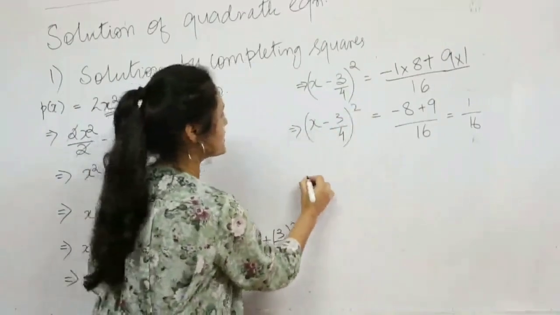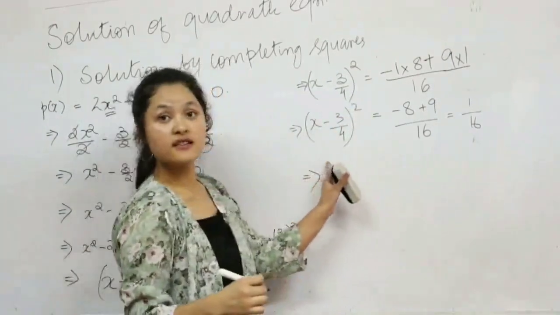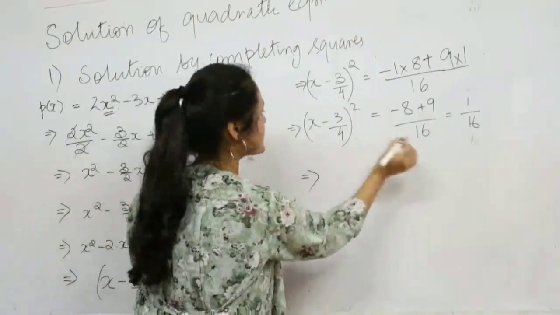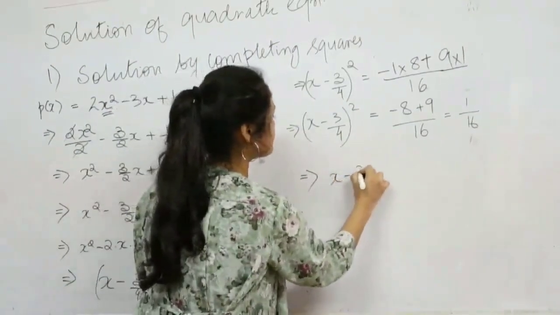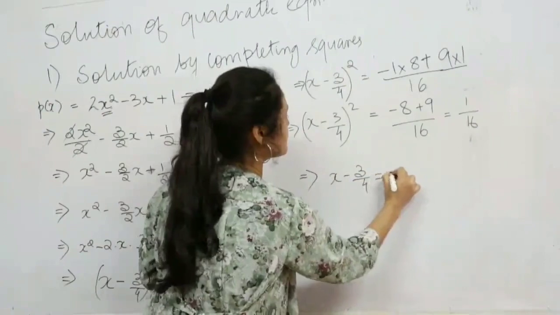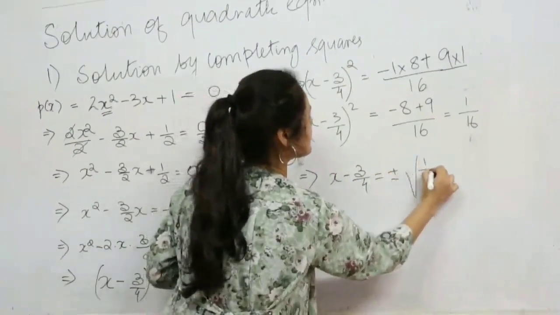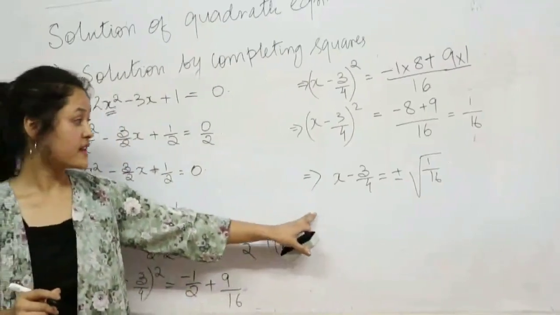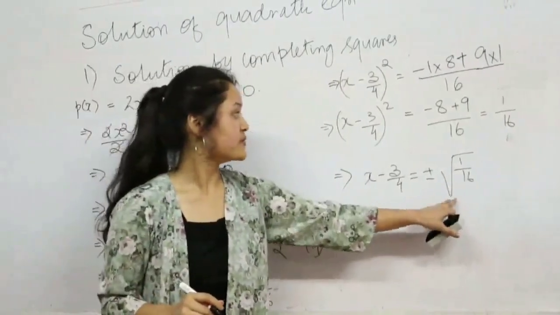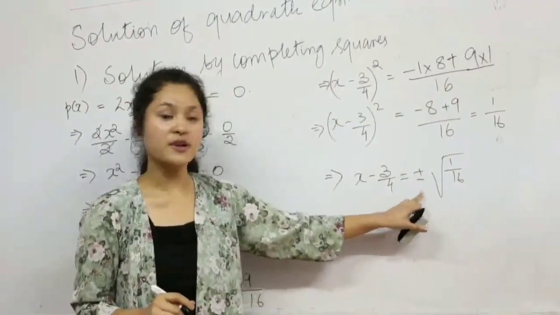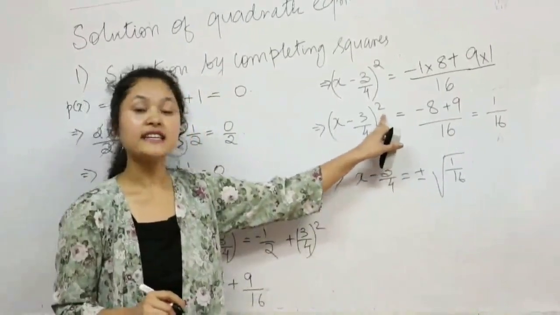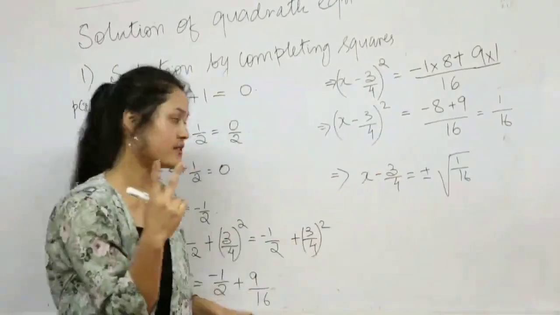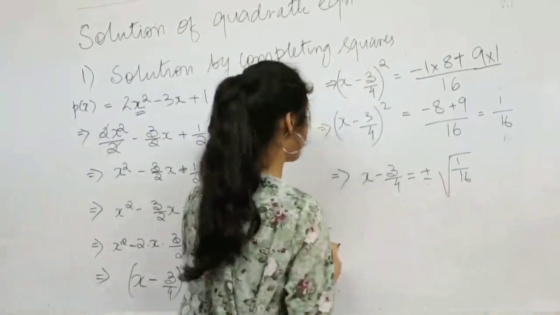Next step, we just take the square root. Taking square root on both sides, we can get 1 by 16. Remember, if we take square roots to both sides, there will be a plus and minus sign. Why? Because the square indicates that we will be having 2 roots. So the plus and minus sign is a must.